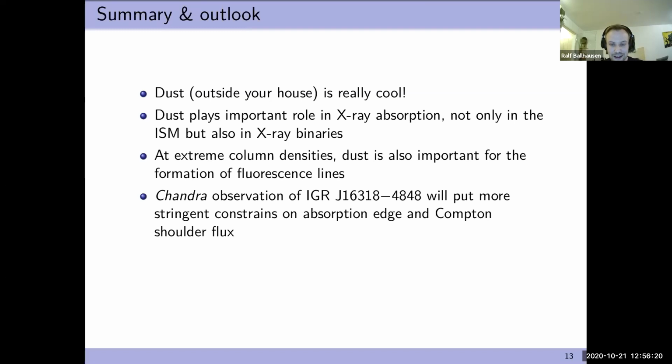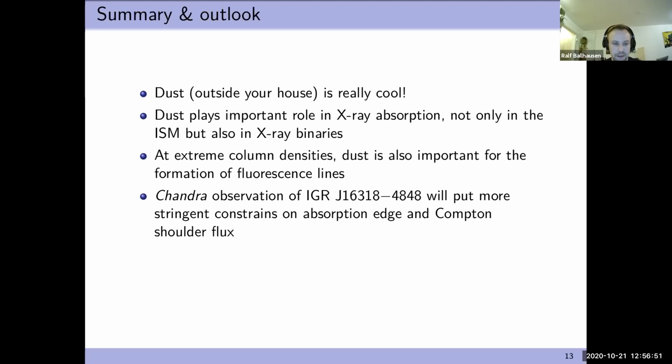Then for IGR J16318, we are very excited because Chandra is going to observe this source soon, I think, in GTO time. And of course, the Chandra grating spectra will put much more accurate constraints on the actual absorption edge and Compton shoulder flux.